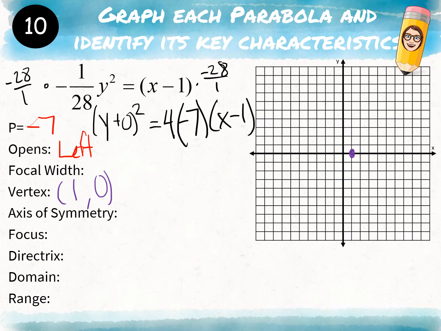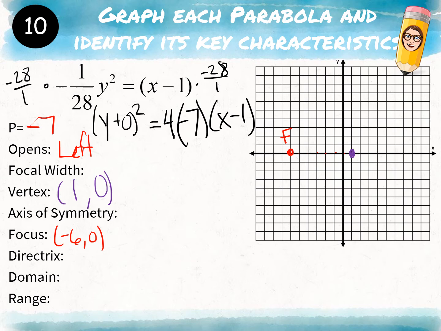Focus, let's find our focus. Our p-value is 7, and we're opening left. That means I go 7 left. 1, 2, 3, 4, 5, 6, 7. That means my focus exists at -6, 0. Oops, wrong line. -6, 0.